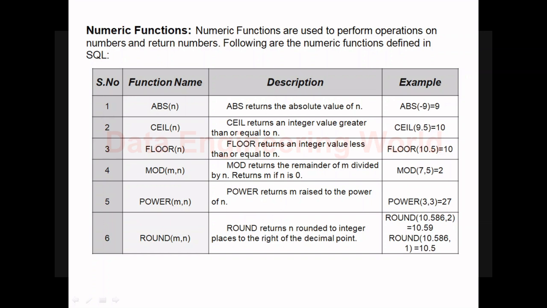Then we have the round function, which rounds off the number to the nearest decimal point based on the scale we pass, where m is the number and n is the scale. If we do not pass the scale, which is n, then the number is rounded off to 0 places. Let's look at some examples of using the round function.